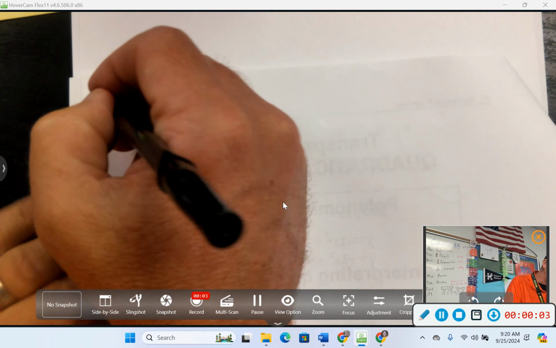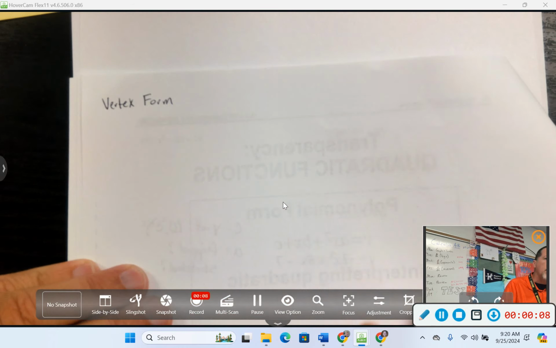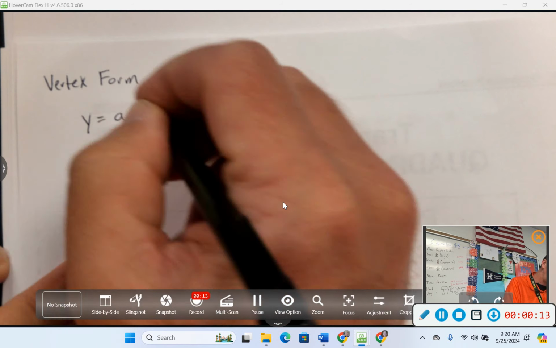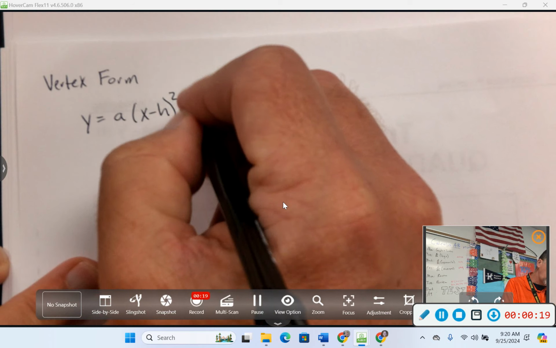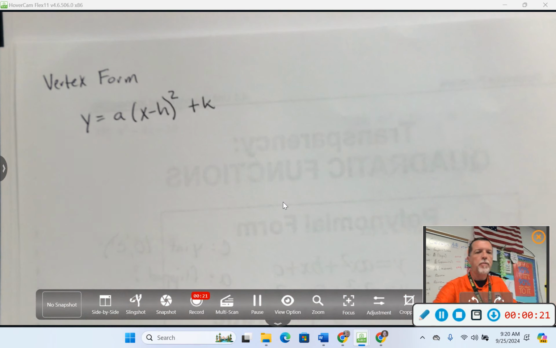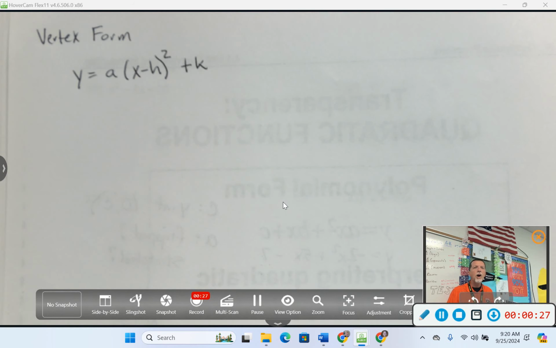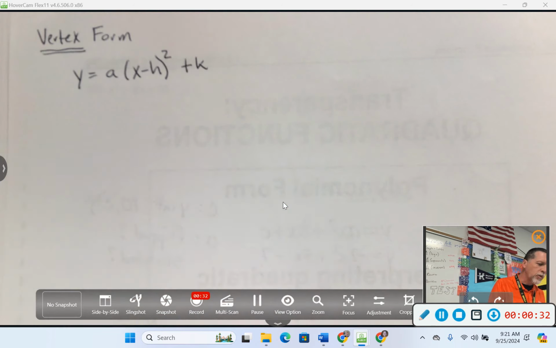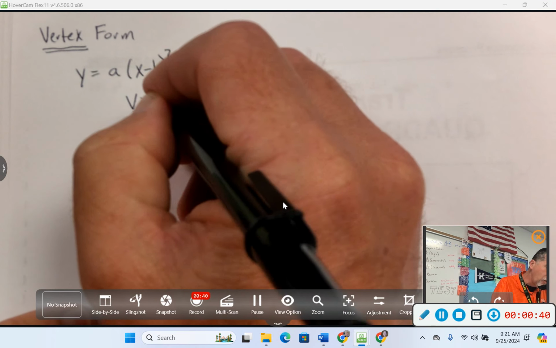Okay, so that worksheet was about graphing from vertex form. So, brief recap, vertex form is y equals a(x minus h) squared plus k. So why is it called vertex form, and why do we like vertex form? That's the same answer to those questions. It gives you the vertex. This is the best form for graphing.